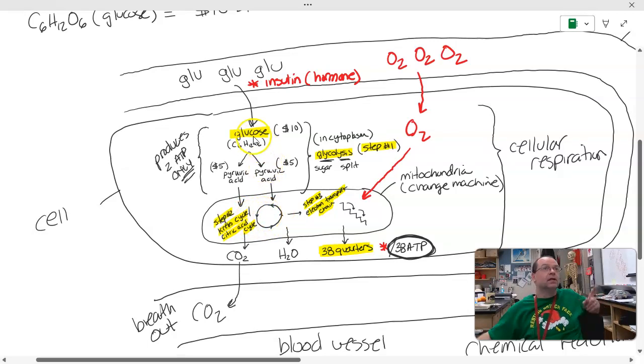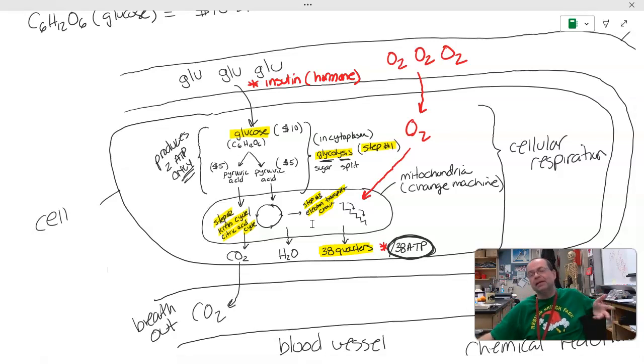Okay, so glucose gets split into 2 pyruvic acids. If we have oxygen, these 2 pyruvic acids come into this mitochondria, which is basically a change machine. That's the organelle that transforms the energy found in glucose and other substances, actually, because you can get some energy from breaking down proteins and fats. Okay, but we're keeping it simple right now.